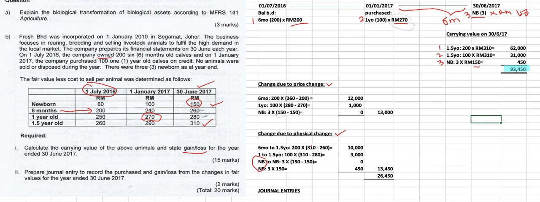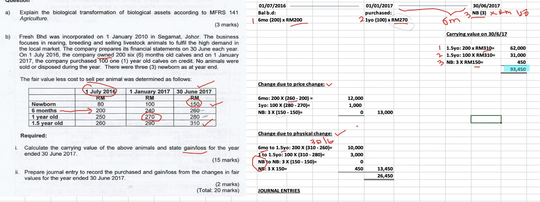Alright, this will be the fair value at the end of the year for different age. Okay, fair value for 1.5 years old minus fair value for 6 month old. Both are on 31st, in this case 30th June lah. Okay, closing dia 30th June. So tips dia ambil je di sini 310. Okay, less 260 this one.